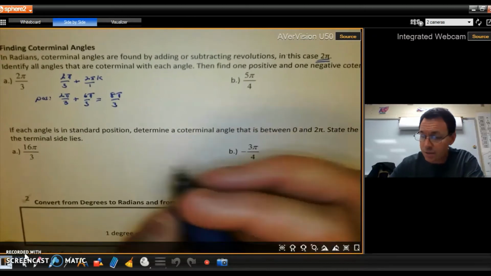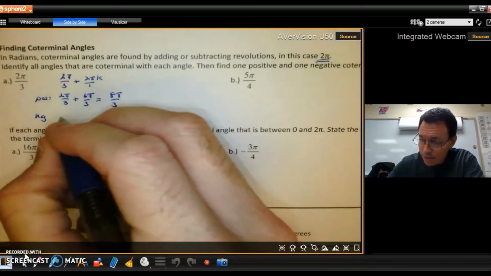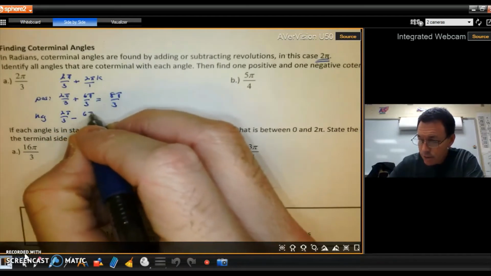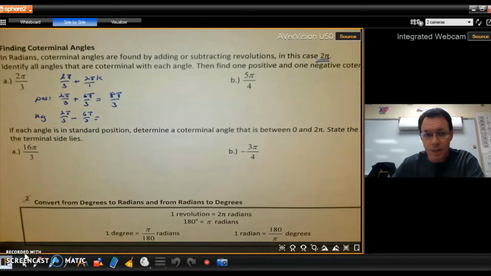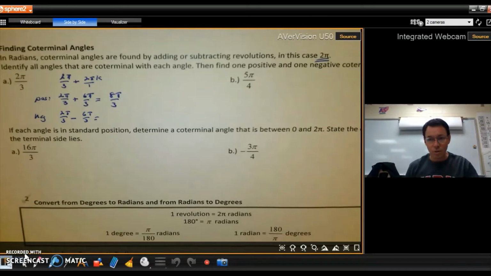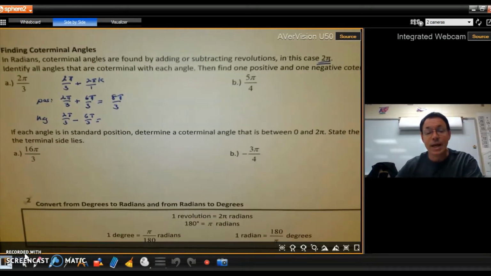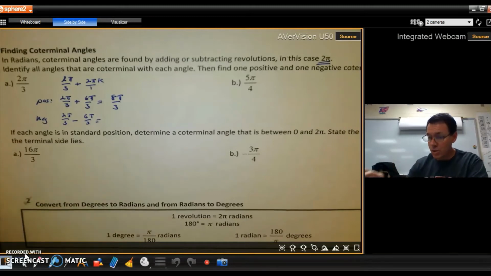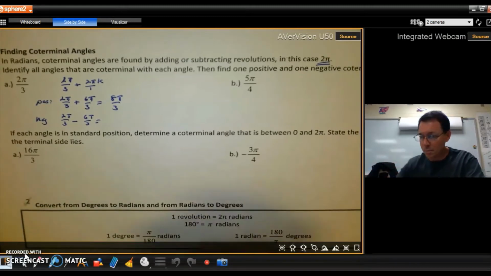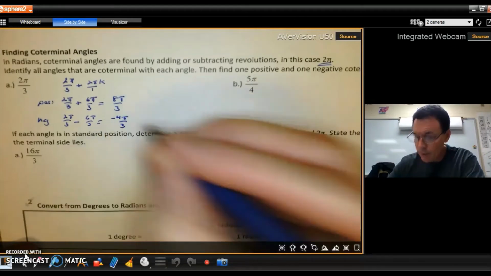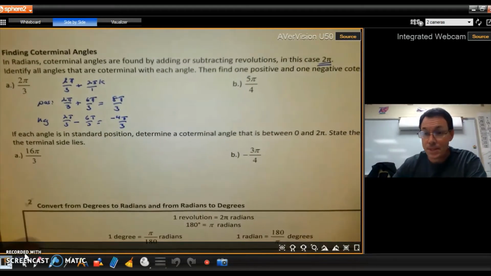That's our positive angle. If you want one negative angle, we're going to do 2 pi over 3 and subtract 6 pi over 3. Again, all we're really doing is taking 2 minus 6, which is negative 4. And then we write it using the fraction and the pi, so it's going to be negative 4 pi over 3. That's it.